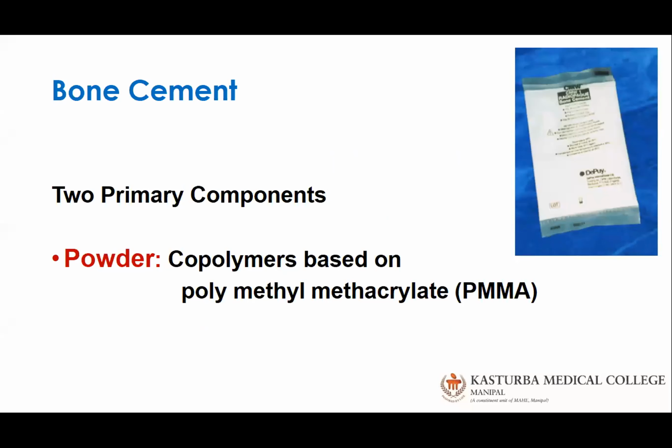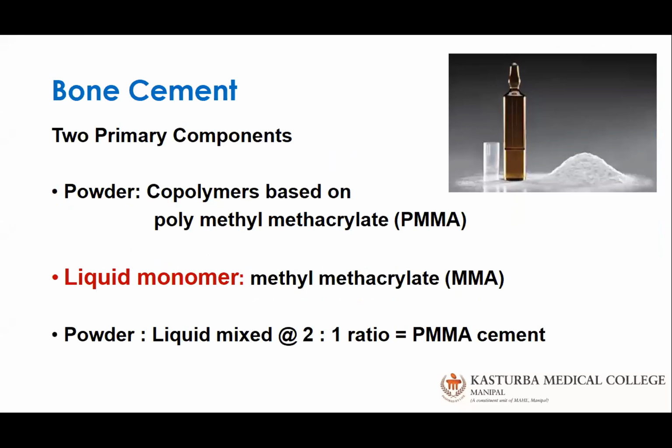If you look at the cement, it basically comes in two forms, powder and liquid. The powder is a copolymer based on polymethyl methacrylate, that is PMMA, and the liquid is a monomer. The solid is a polymer and the liquid is the monomer, methyl methacrylate. Powder and liquid are mixed in a ratio of 2:1.